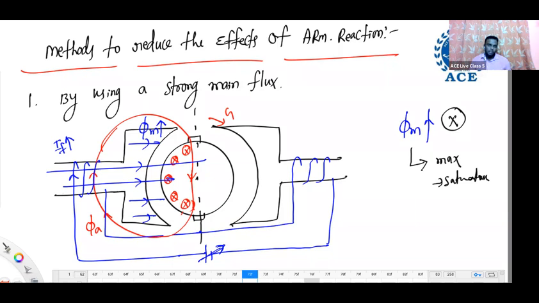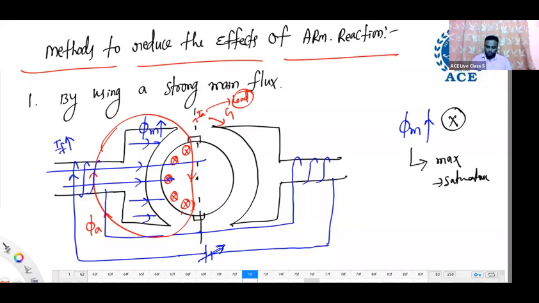It is main field strength, not armature. We don't touch armature here. Armature flux is not in our hand. Main flux only is in our hand. We can make changes in main flux, but you cannot change armature flux directly because armature flux depends on armature current. Armature current depends on the load you connected. If you connect more load, more current, more flux. Less load, less current, less flux. So armature flux we cannot change directly.